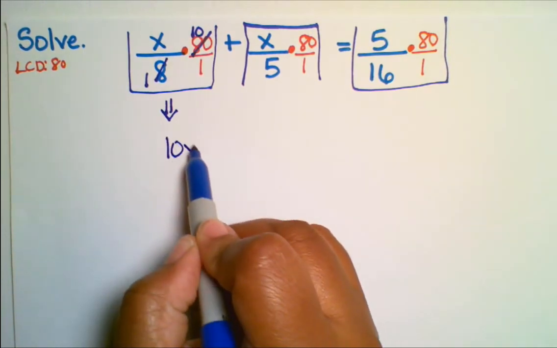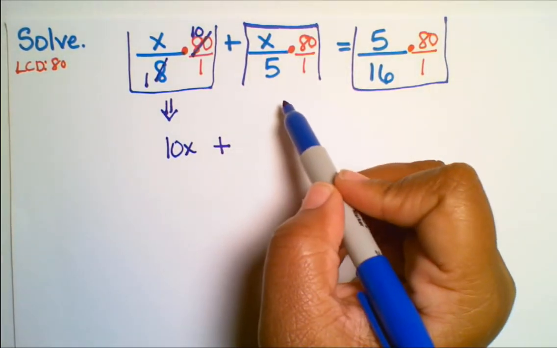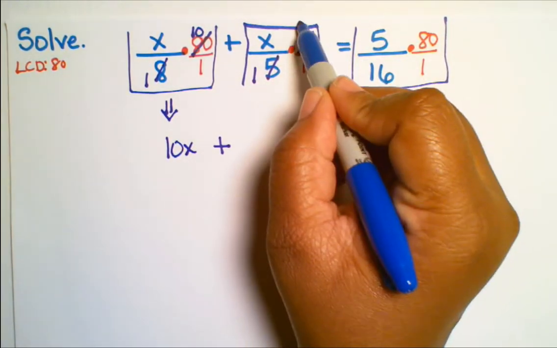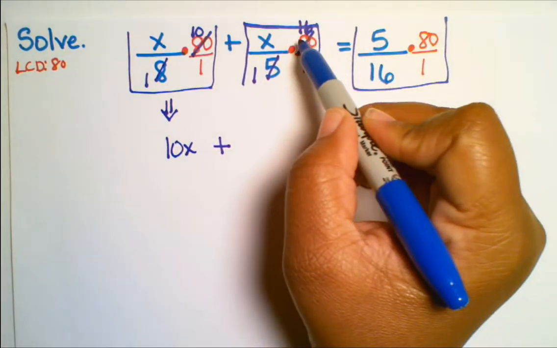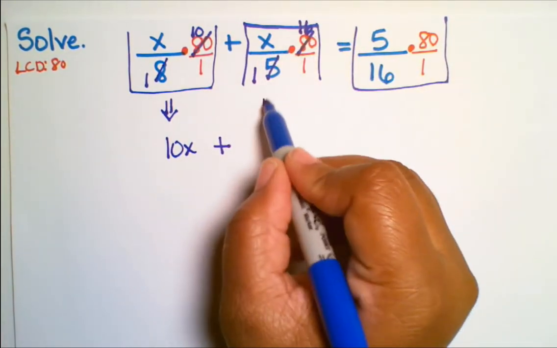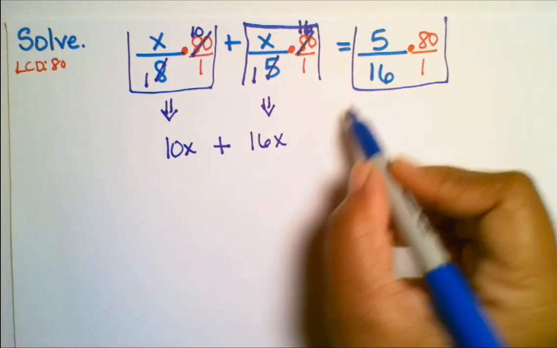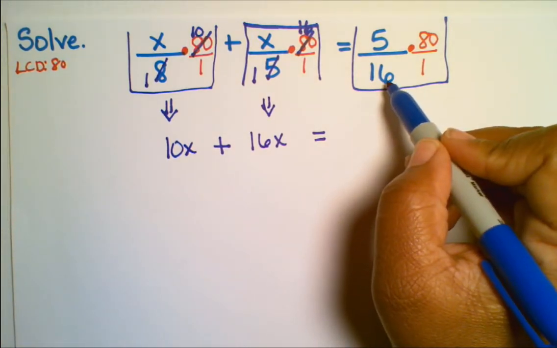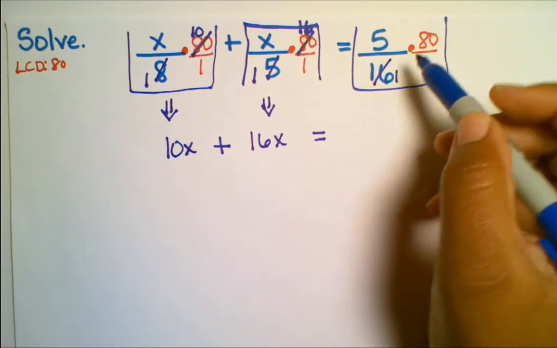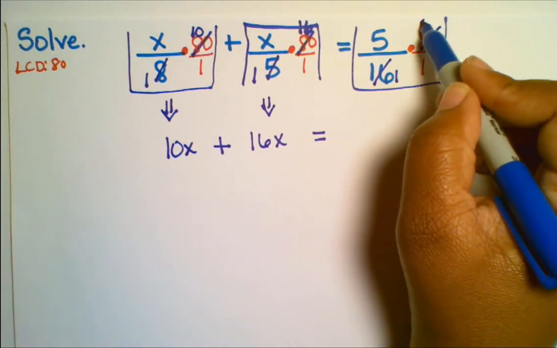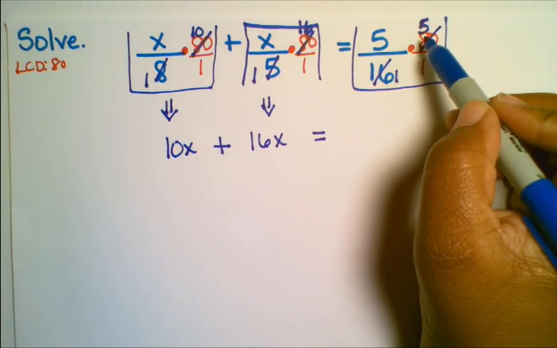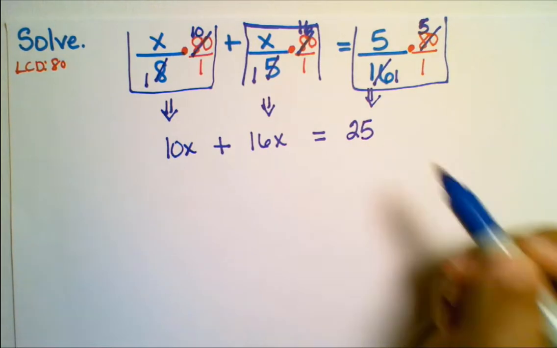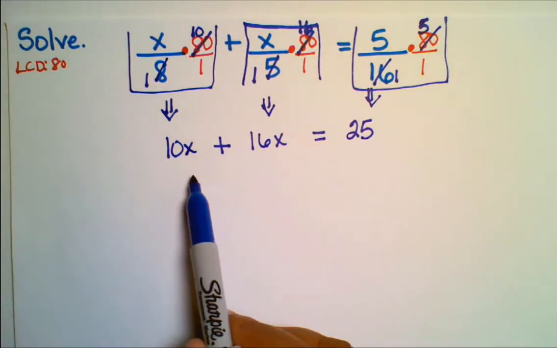We have 10x plus, look at the second term. We want this 5 to divide into 80, and it does, which is 16 times. We're going to take the 16, multiply it to the x. We have 16x equals to, now on the right hand side, we want this denominator of 16 to divide into 80, and 16 divides into 80 5 times. Take the 5, multiply it to the 5, and we have 25. So here's our equation.